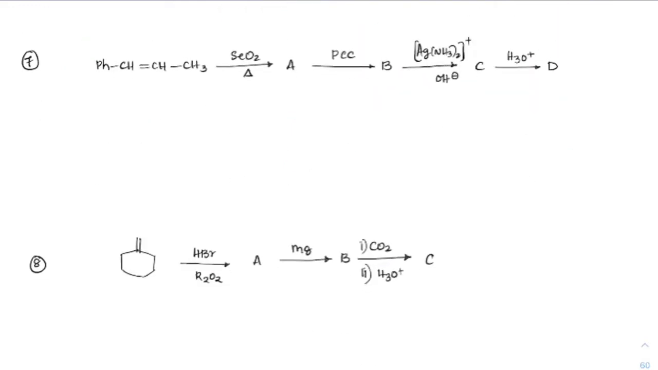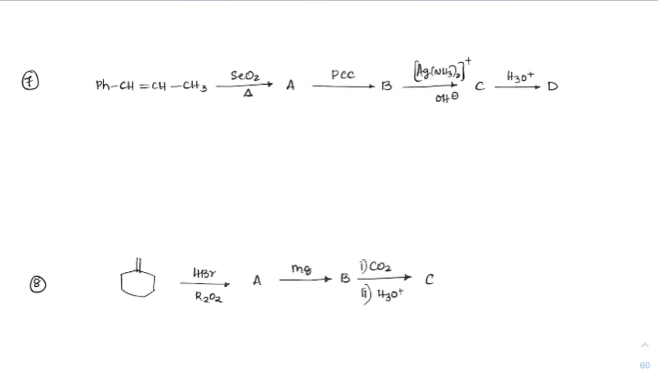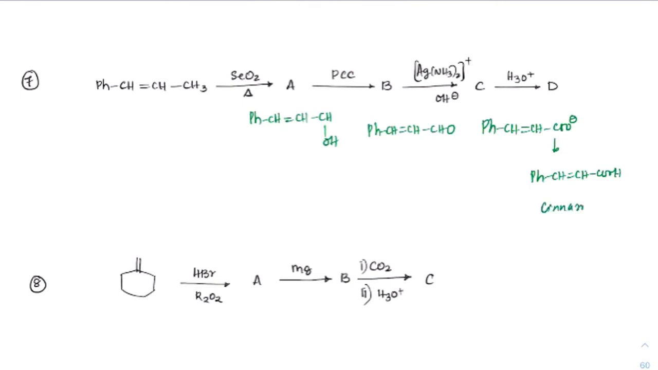Okay, see next one. If we have a double bond reacting with SeO2, it is an allylic oxidation, so we'll get CH=CH-CH and OH. Next, with PCC, what do we get? The double bond won't get disturbed. We will get this as CHO. This one is Tollens reagent. What does Tollens reagent do? It will make it Ph-CH=CH-COO⁻, which on hydrolysis will become acid. So this is cinnamic acid, CH=CH-COOH.